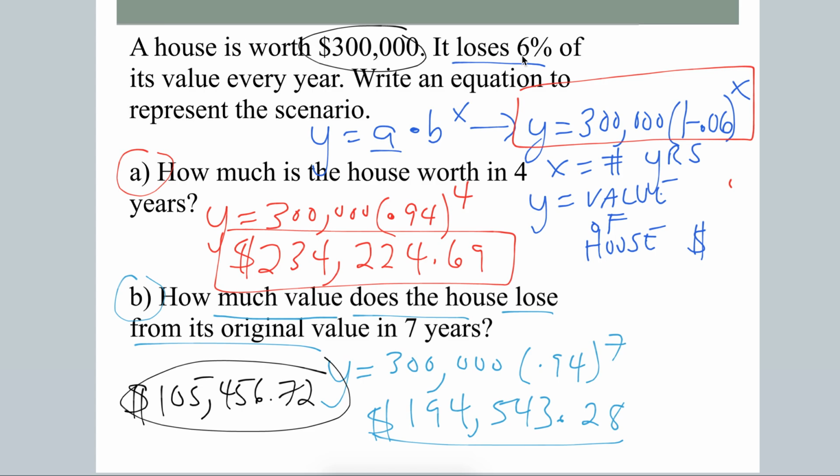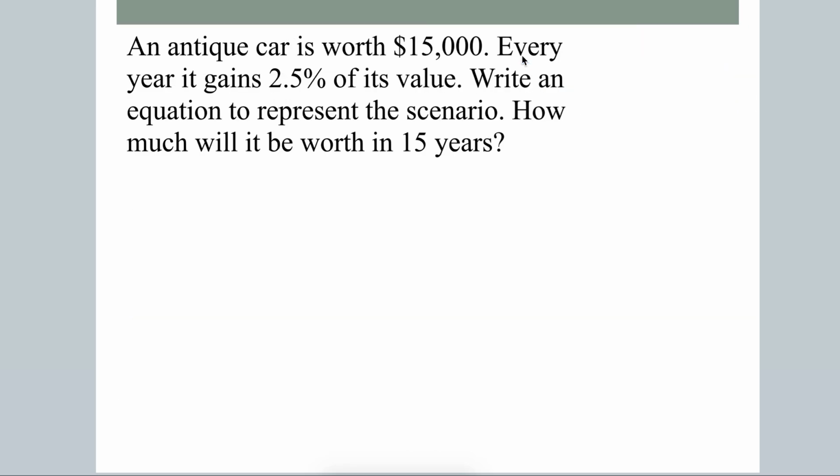Okay, let's try one more example. Okay, so it says an antique car is worth $15,000. Every year it gains 2.5% of its value. Write an equation to represent the scenario, and how much will the car be worth in 15 years? So now, if you notice, different than the first example, it's gaining value. So you can hopefully maybe predict how that would change how we set up our equation.